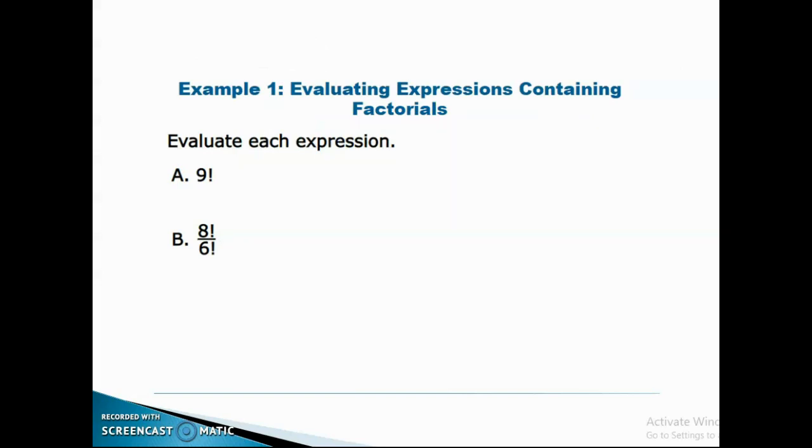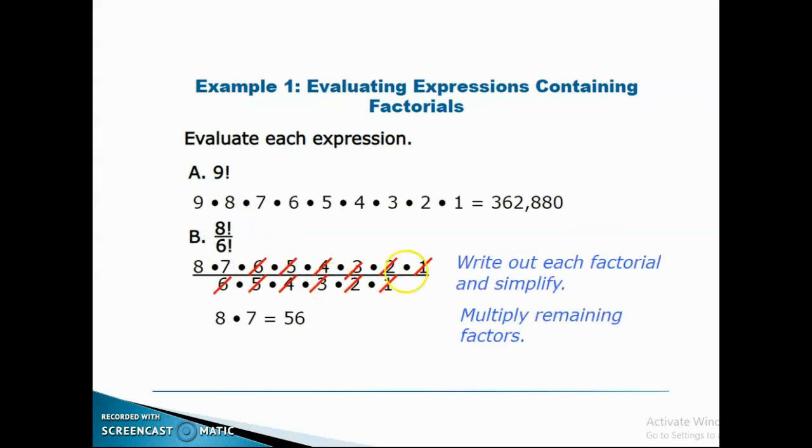An example evaluating expressions containing factorials. Evaluate each expression. Part A, 9 factorial. 9 factorial is equal to the product of the first 9 natural numbers. 9 factorial equals 9 into 8 into 7 into 6 into 5 into 4 into 3 into 2 into 1, which is equal to 362880. The product of the first 9 natural numbers is 9 factorial and is equal to 362880.